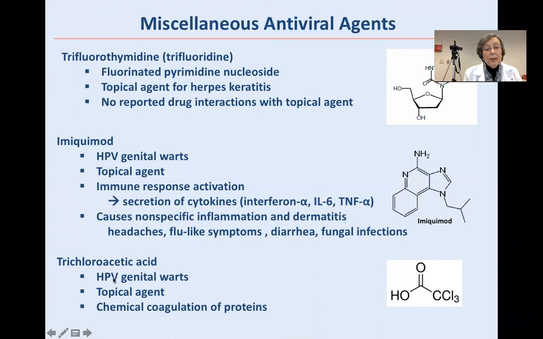Trichloroacetic acid can also be used to treat HPV genital warts. It's a topical agent, causes chemical coagulation of proteins. And actually, those of us who've worked in the lab have used TCA to precipitate proteins.